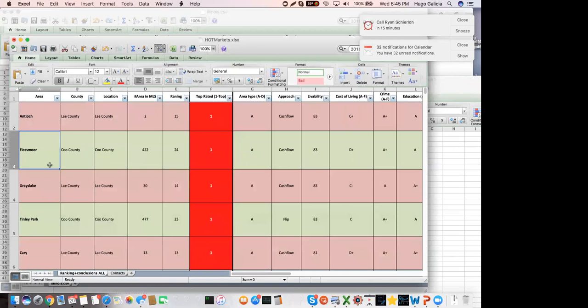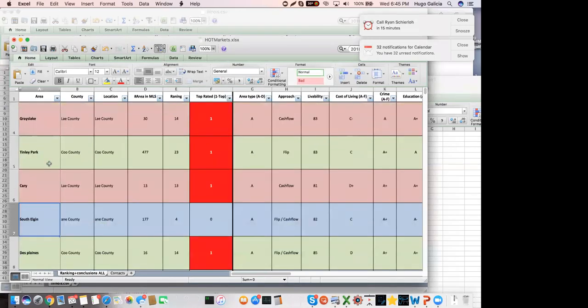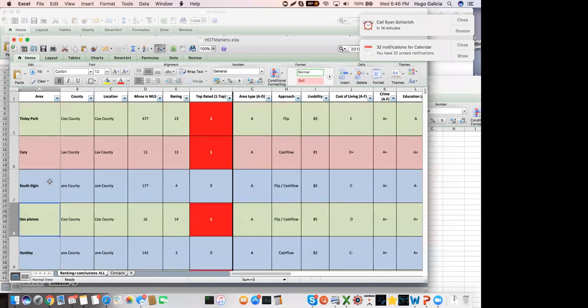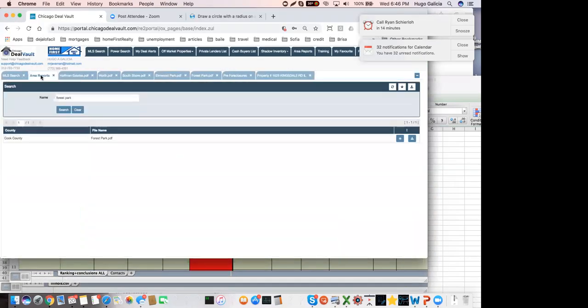So Antioch, Flossmoor. Obviously, these areas are far away from us. We just take a look at it and then scroll down. Crazy, like Tinley Park, Cary, South Elgin. Des Plaines. Des Plaines is close, right? Des Plaines is within the 10-mile radius that we drew before. So why is this a great area? Let's pull up Des Plaines. We flag Des Plaines as a hot area where we can still buy a single family home for not so much and then collect high rents. And it's still a hot market. It's an A area, Des Plaines. So why is that? Let me show you. Let's pull up Des Plaines.